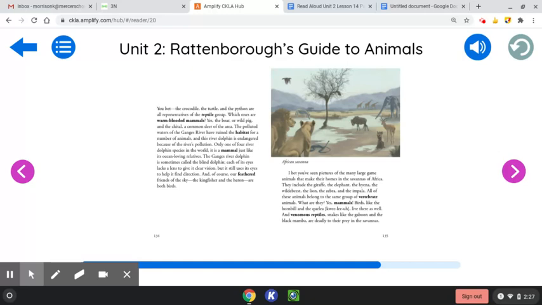And of course, our feathered friends of the sky, the kingfisher and the heron, are both birds. Sorry, I forgot to turn the page.